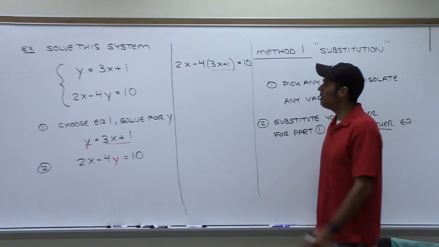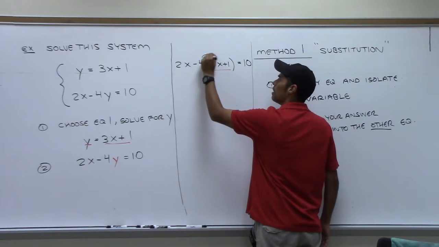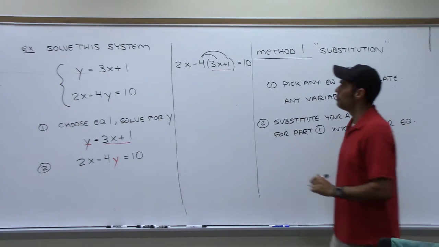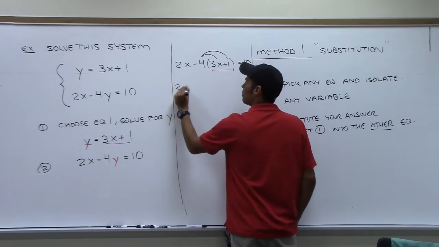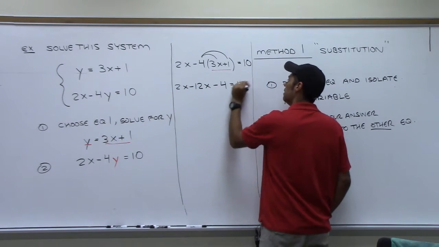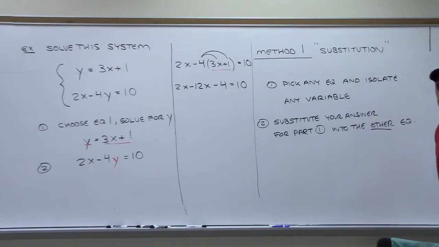So if I'm going to isolate the x here, the first thing I need to do is multiply that negative 4 through to free the x from the parentheses. So I'll have 2x minus 12x minus 4 equals 10. That makes sense?